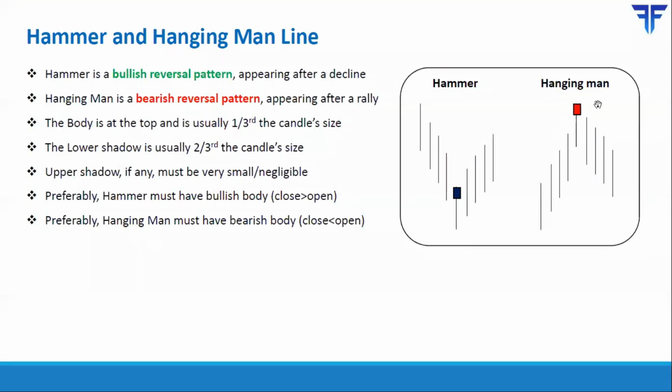As you can see, the image on the left represents a hammer, while the image on the right represents a hanging man. Now let me briefly describe each of these patterns, starting with the hammer. A hammer is a bullish reversal pattern. What does it mean by a bullish reversal pattern? It's just that a hammer appears after the end of a downtrend and signals a change in trend from down to up, and hence it's named a bullish reversal pattern.